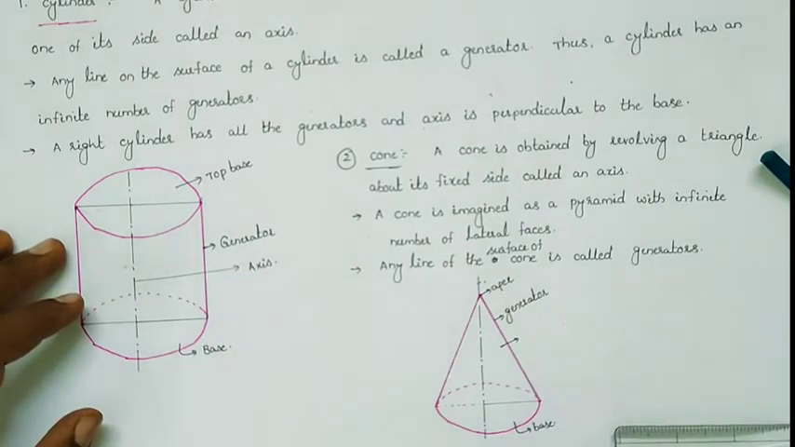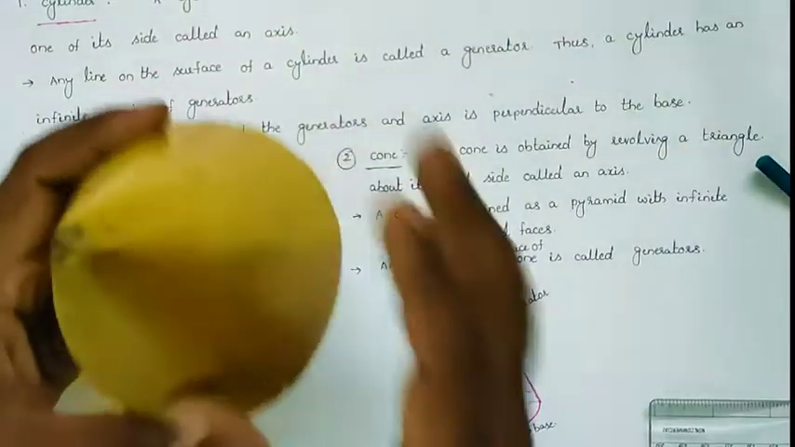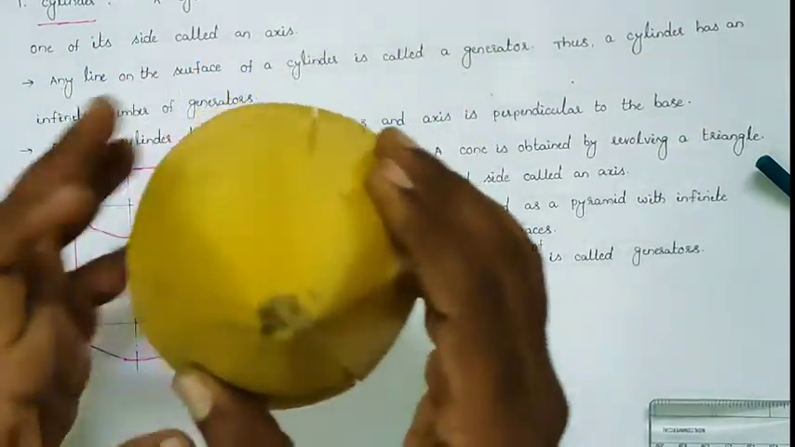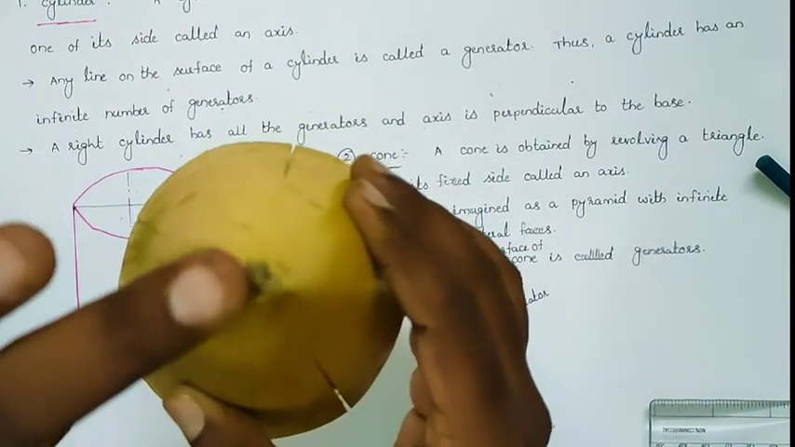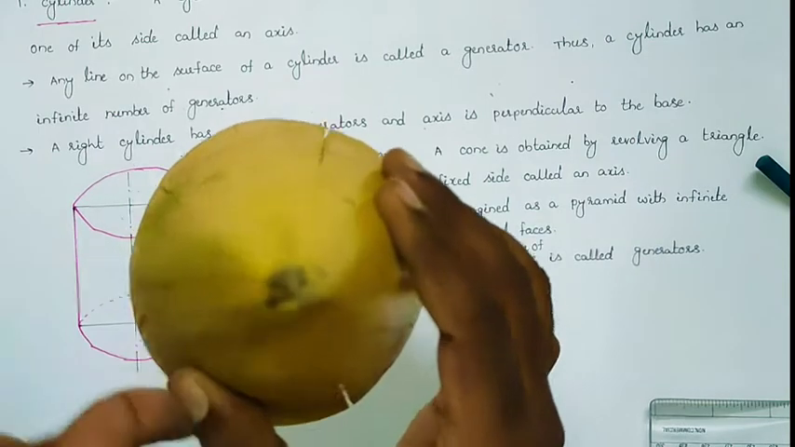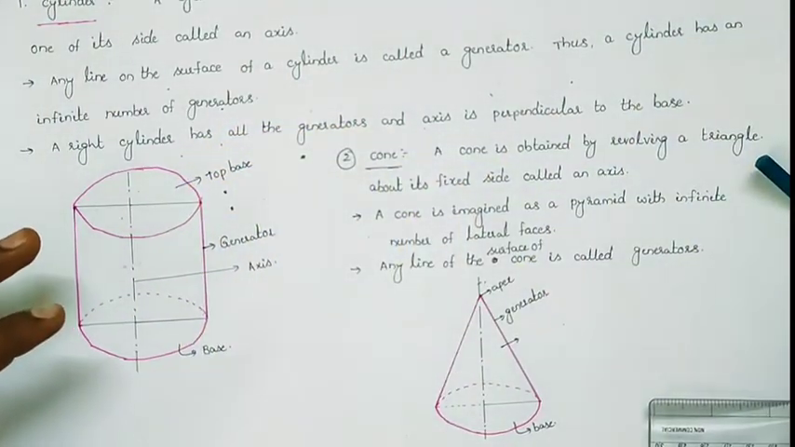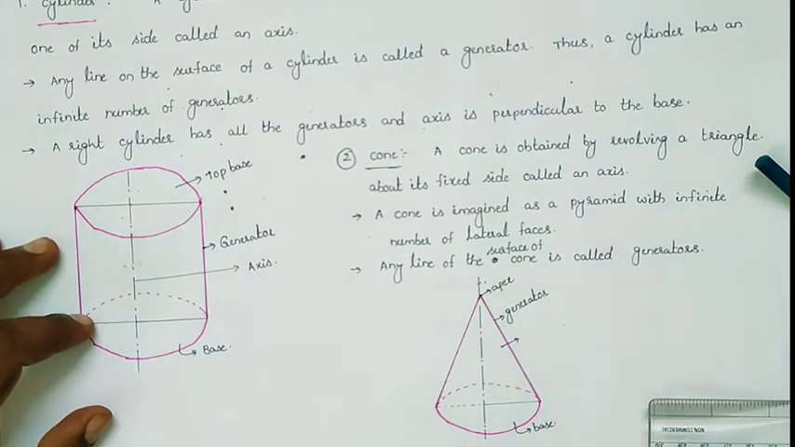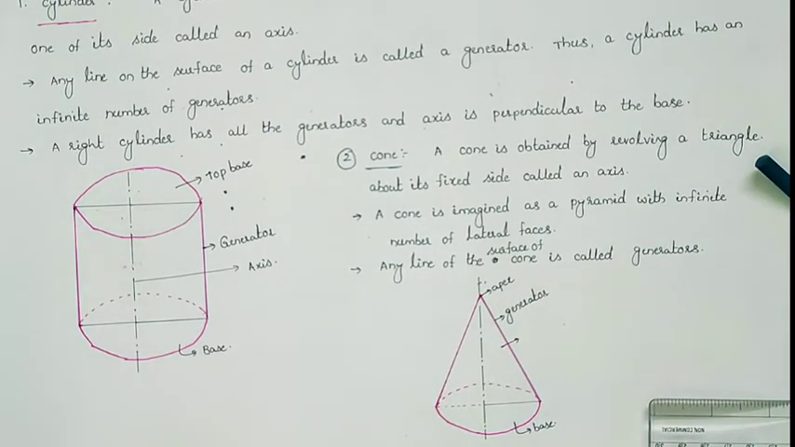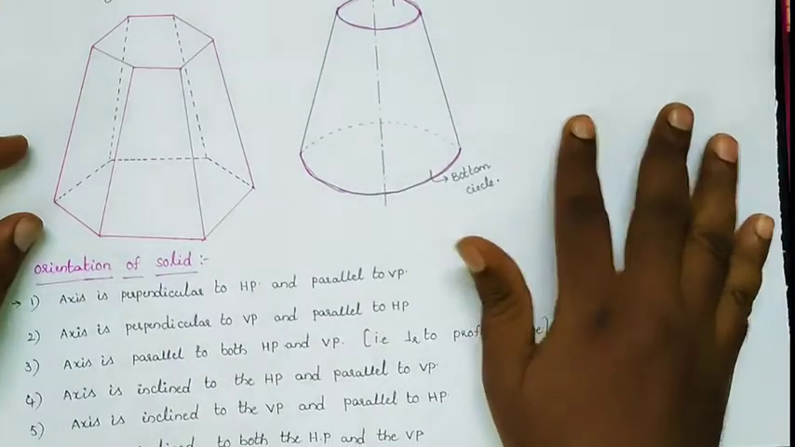Any line on the surface of the cone, we can call it a generator. So this is about the solids of revolution. And we also have another important solid of revolution, that is the sphere. The sphere is obtained by revolving a semicircle, and the curve generated we can call a sphere.